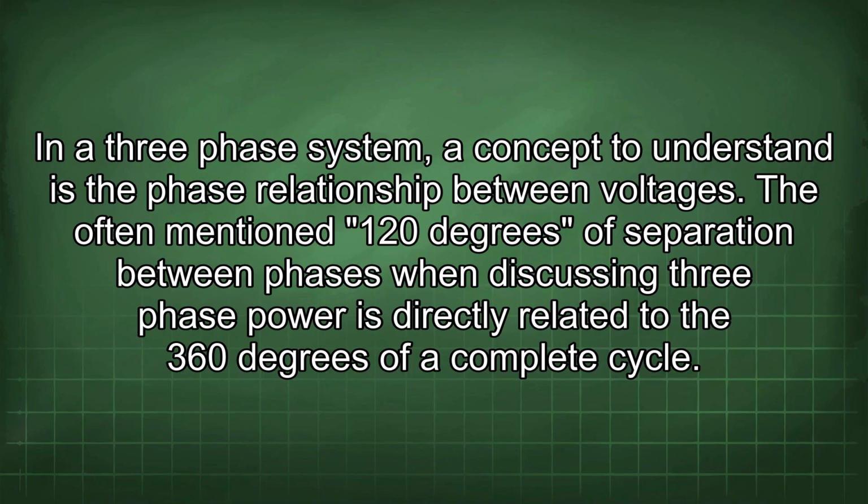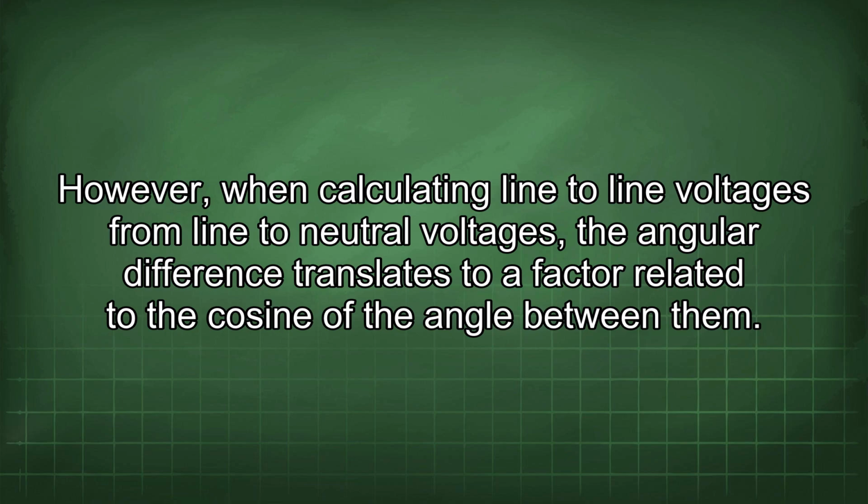In a three-phase system, the concept to understand is the phase relationship between voltages. The 120 degrees of separation between phases often mentioned when discussing three-phase power is directly related to the 360 degrees of a complete cycle. However, when calculating line-to-line voltages from line-to-neutral voltages, the angular difference translates to a factor related to the cosine of the angle between them.